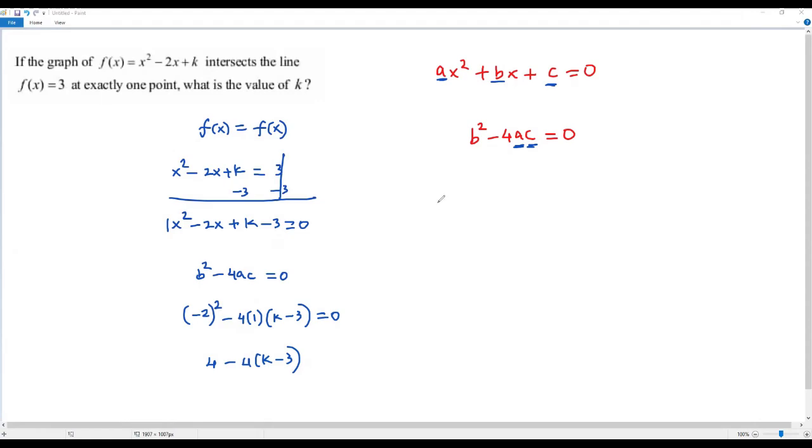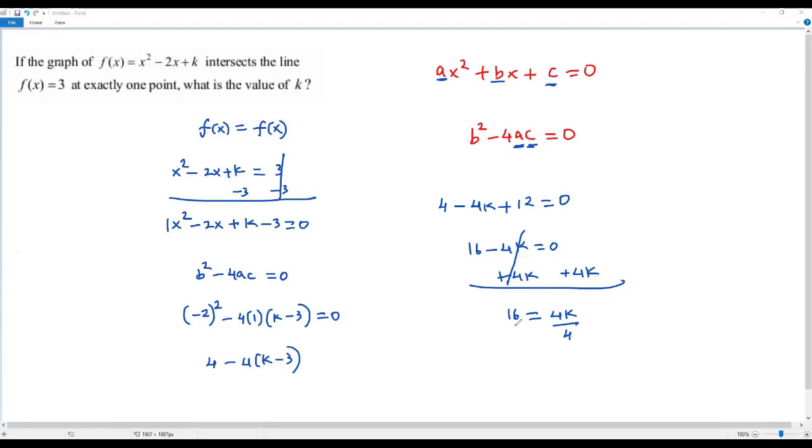Okay, now let me continue over here with 4, and we can distribute this negative 4 to this k and negative 3. Then I'm getting −4k + 12 = 0. Here we can combine this 4 and 12. Then I'm getting 16 − 4k = 0. Now let me add 4k to both sides. When I do so, this −4k + 4k will cancel. I'm getting 16 = 4k.